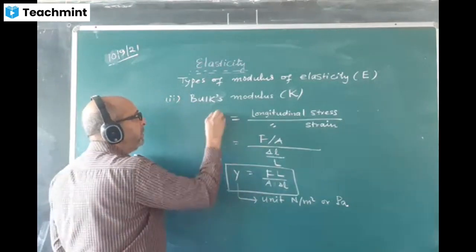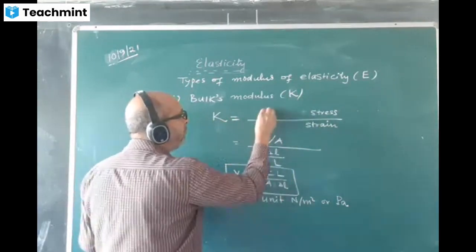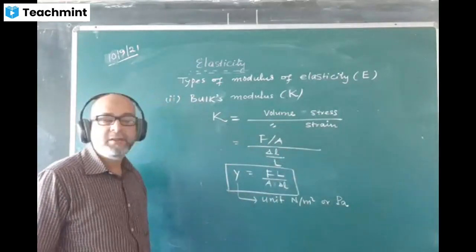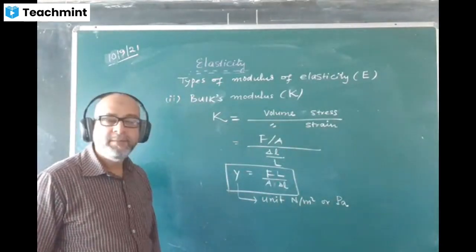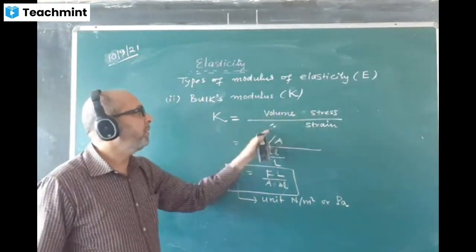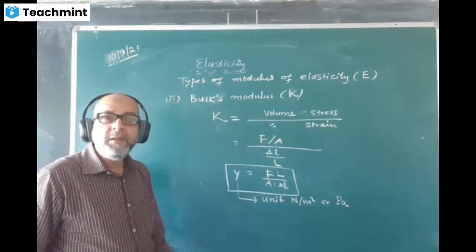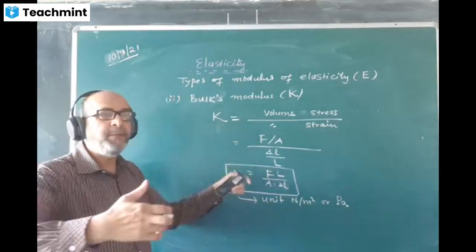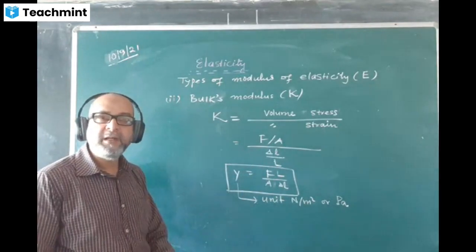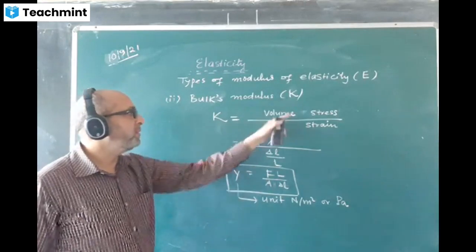K is equal to, here we'll be writing volume. This will cause change in the volume, right? A volume stress to the volume strain, or bulk stress to the bulk strain. Bulk means volume. Bulky, in the bulk of liquid, this person is very bulky. That means it's occupying more space. The man has greater volume. That is the meaning. So K is equal to volume stress to the volume strain.